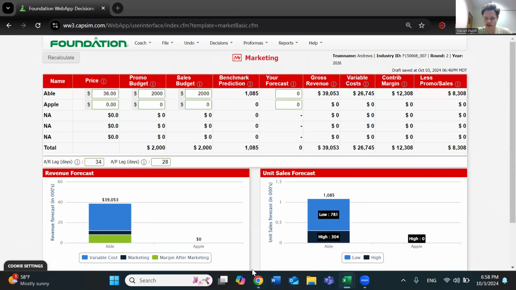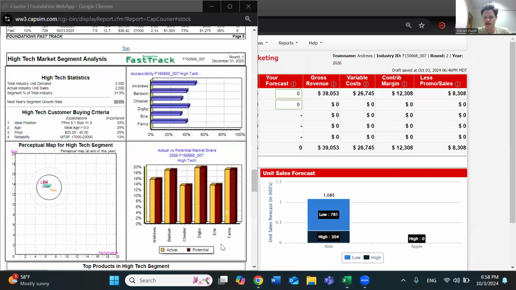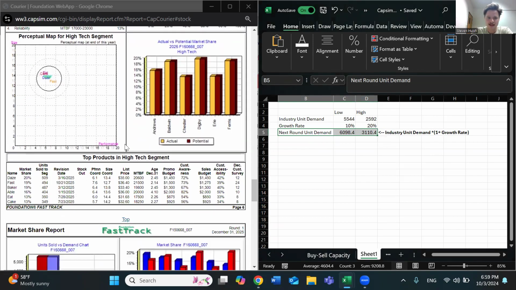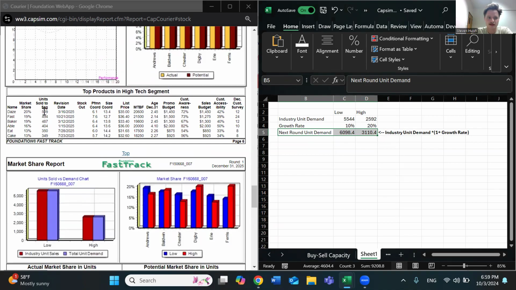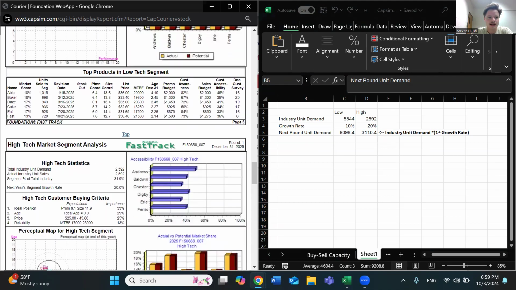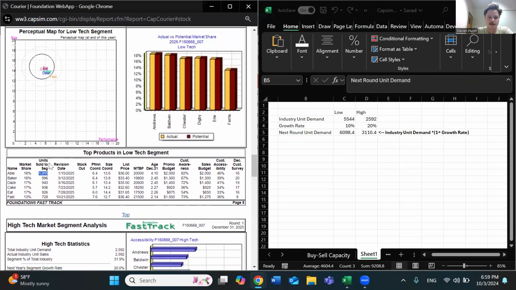Okay, so if I open these back up, I have my unit demand. Now I need to take into account how many products I need to make. You can see that I sold 404 units to high tech and 1,015 units to low tech. I also didn't stock out, as you can see.